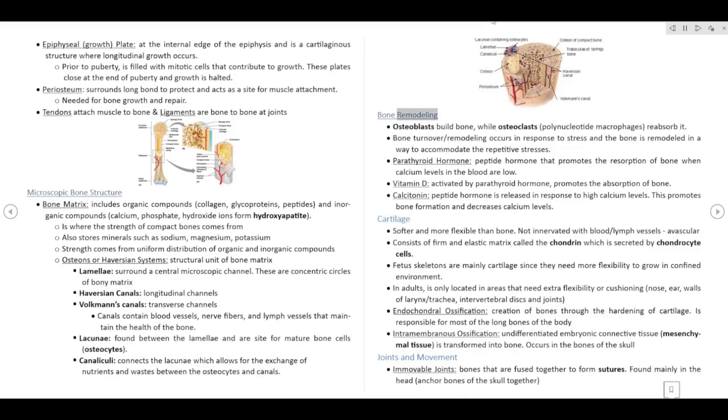Bone remodeling. Osteoblasts build bone, while osteoclasts, multinucleated macrophages, reabsorb it. Bone turnover or remodeling occurs in response to stress, and the bone is remodeled in a way to accommodate the repetitive stresses. Parathyroid hormone, a peptide hormone, promotes the resorption of bone when calcium levels in the blood are low. Vitamin D, activated by parathyroid hormone, promotes the absorption of calcium. Calcitonin, a peptide hormone, is released in response to high calcium levels. This promotes bone formation and decreases calcium levels.